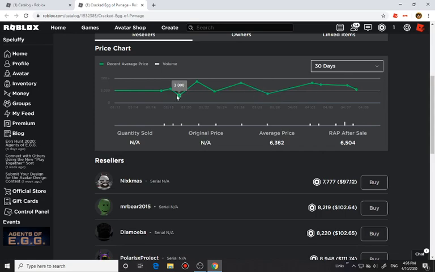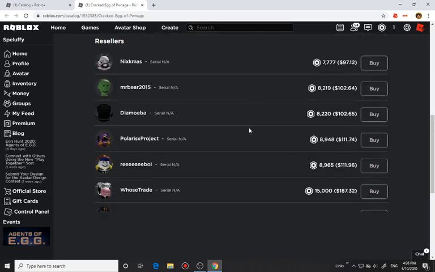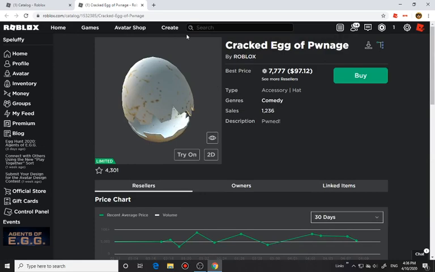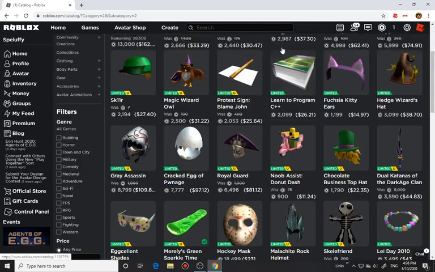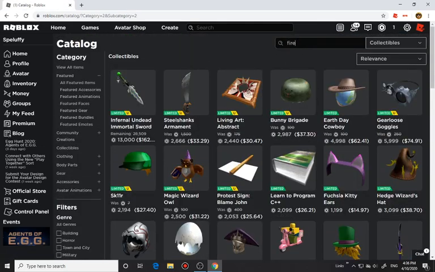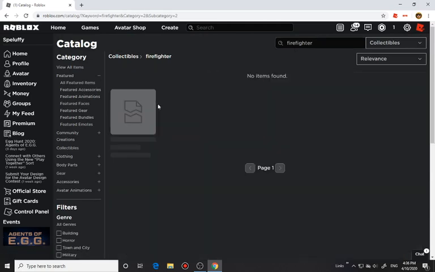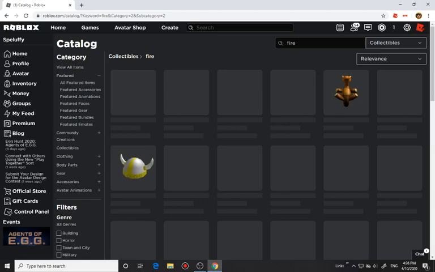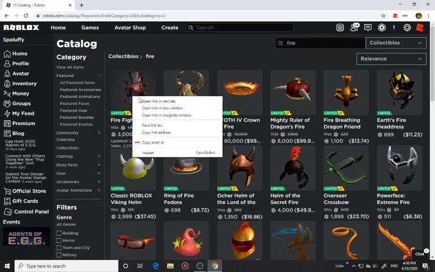Not even good. You can just see that this item does not get so much demand because there's not so many. There's another one, I believe, Firefighter. I believe that's what it's called. No? Firefighter is not what it's called? Let me search up fire. Yeah, Firefighter. I believe that is the one.